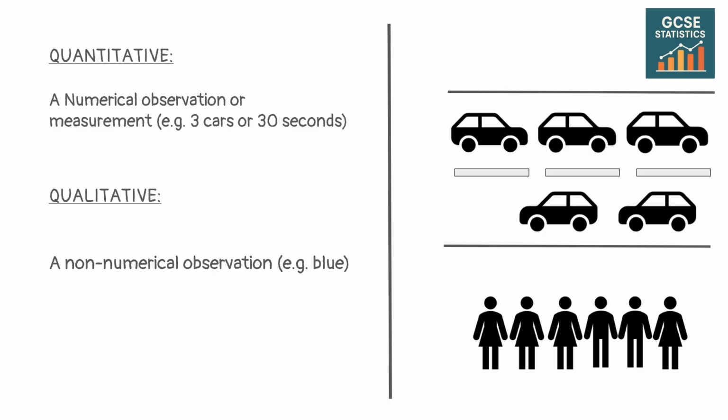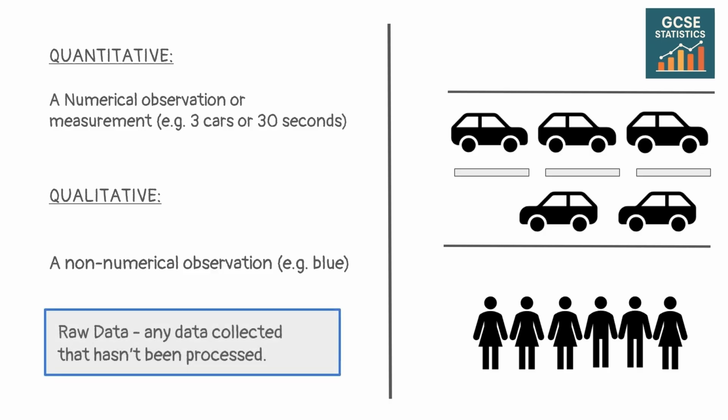One more term that we will cover is raw data, which is any data you have collected but not yet processed. Examples of processing data include ordering, rounding, or grouping data. So raw data is basically when you haven't done the following to your data. These terms are all part of the GCSE Edexcel specification, so make sure you understand what they refer to.